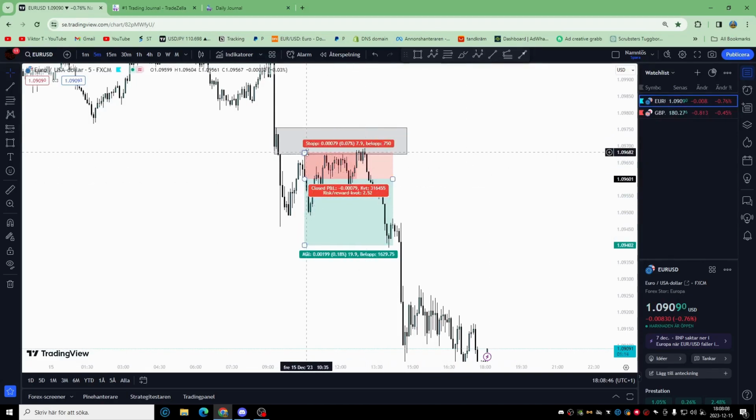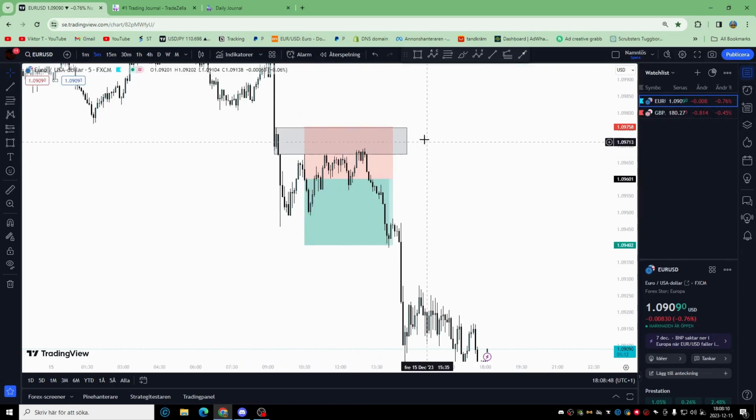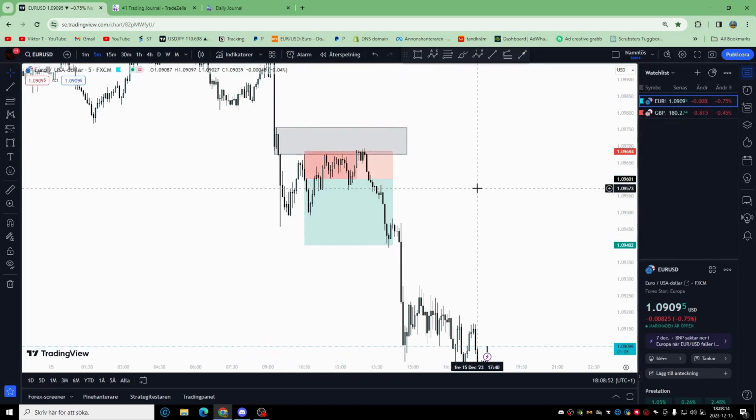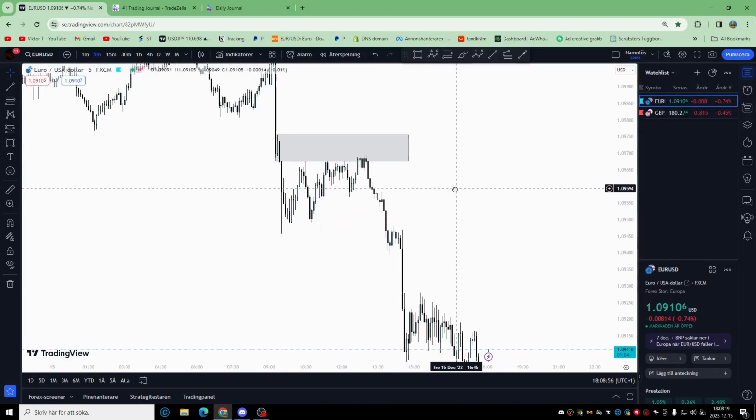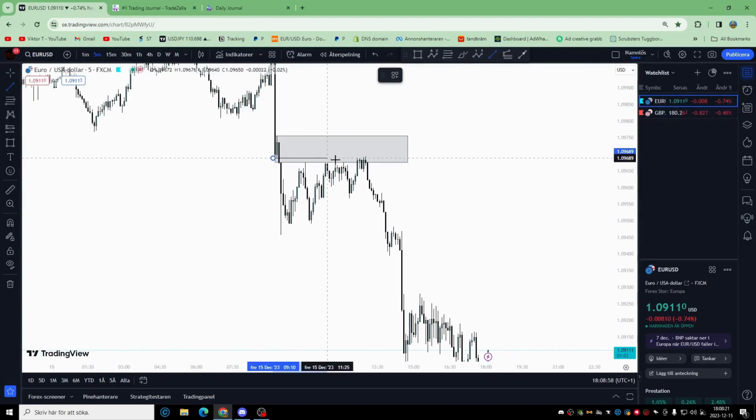Stupid mistake again. I need to have it here because, as in the last video also, there's imbalance above, so I cannot put down my stop loss. But we trade and we learn. We always need to learn. And then we saw this fill.